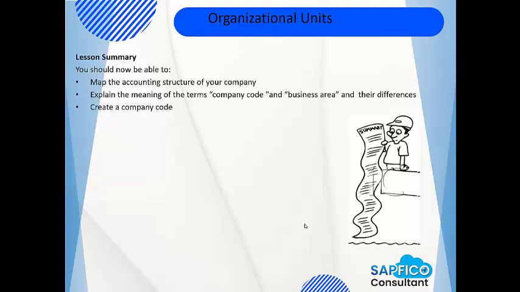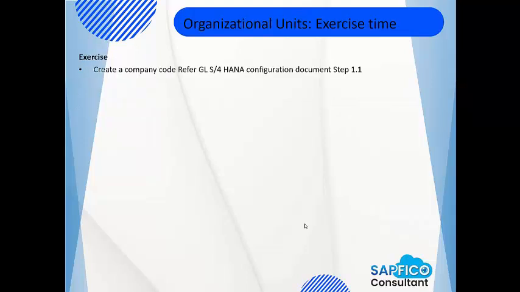Summary: you should now be able to map the accounting structure of your company, explain the meaning of the terms company code and business area and their difference, and create a company code. So, exercise time: create a company code, refer to the GL S4 HANA configuration document, step 1.1.